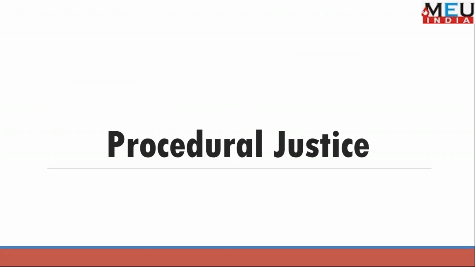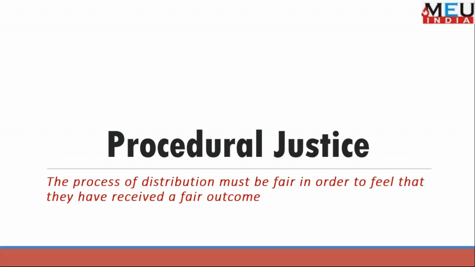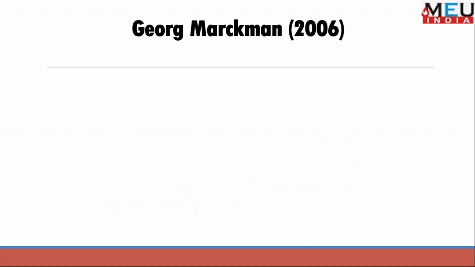Now we are moving on to the last two types of justice, procedural justice. From the word itself, we can make out it is a process. Procedural justice is a process of distribution. The process of distribution must be fair in order for people to feel that they have received a fair outcome. So procedural justice is the process of distribution of resource allocation.